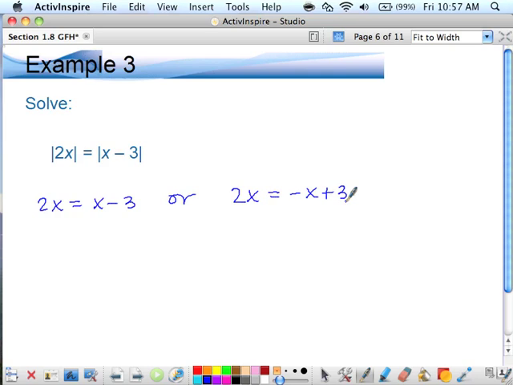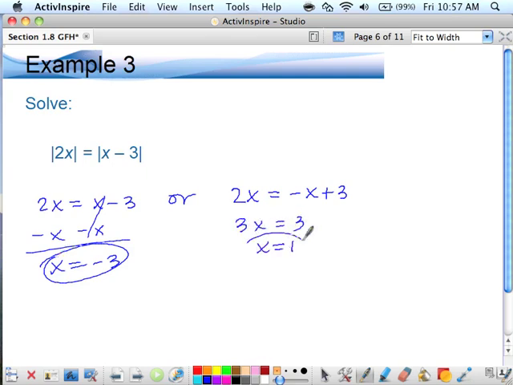Okay, solve them both. Subtract x, and we have 1x is equal to negative 3. And over here, if we add x to both sides, we get 3x equals 3. So x equals positive 1. And you need to be sure that you check them. Always, always check for extraneous solutions.